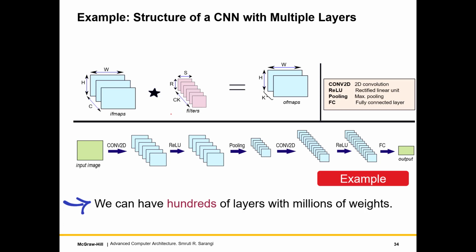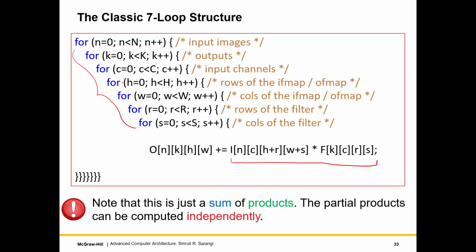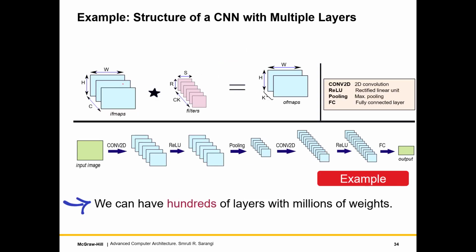So now let's look at, broadly speaking, where we are. We have the 7 loop structure over here, and I claim that each of these are independent computations, so the loops can be reordered without any problem. Our input for a given image is essentially capital C in maps, each with dimension H W. Then we have capital C times K filters with dimension R S, and our output is K out maps with dimensions H W.